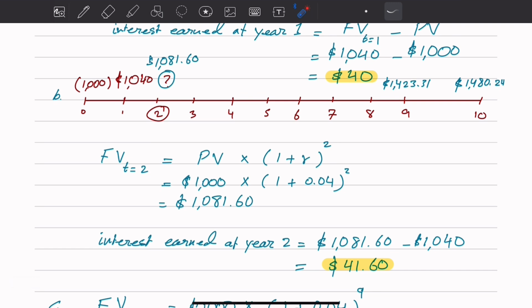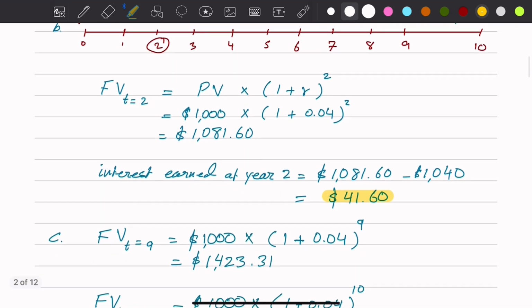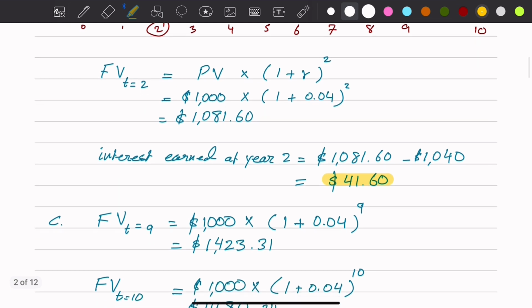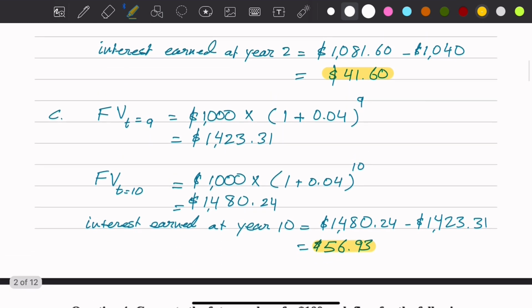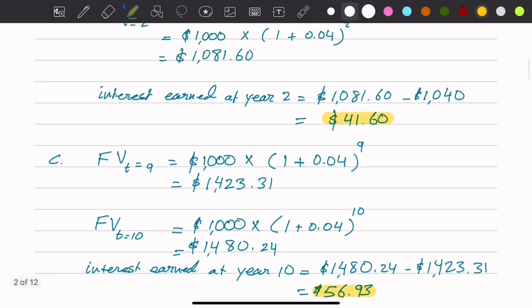Okay. I hope that you found this video useful. So these are our answers. In the first year, the account generated $40 in interest. In the second year, it generated $41.60 in interest. And then in the 10th year, it earned $56.93 in interest.